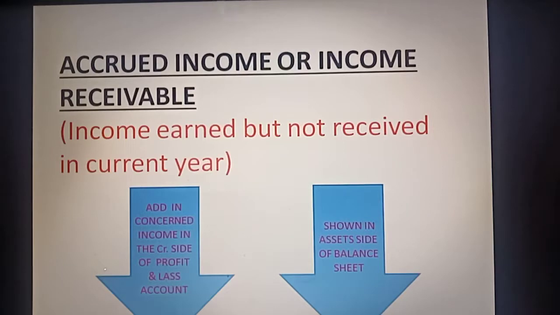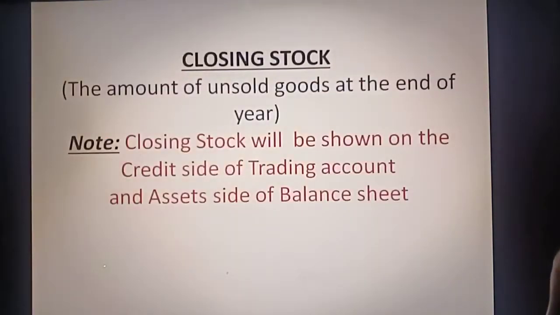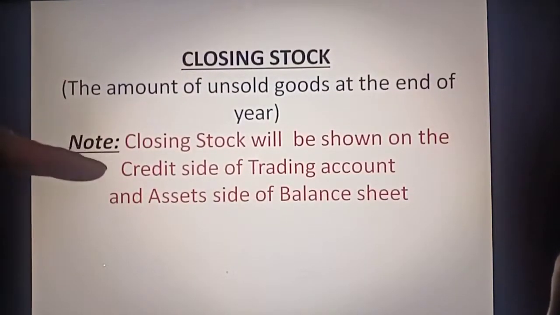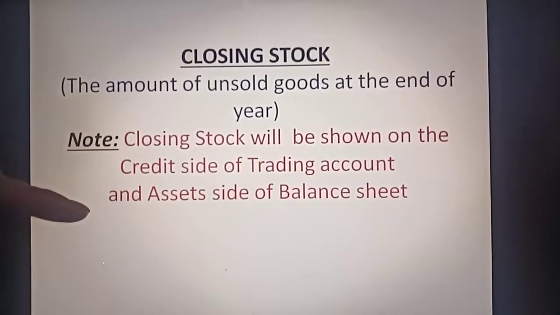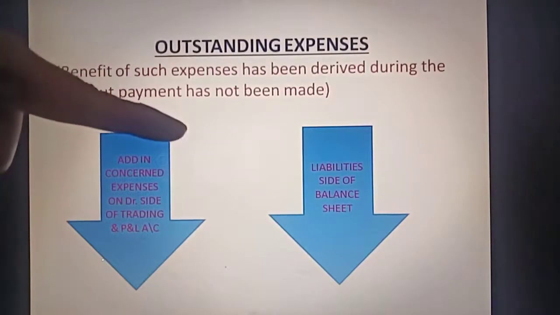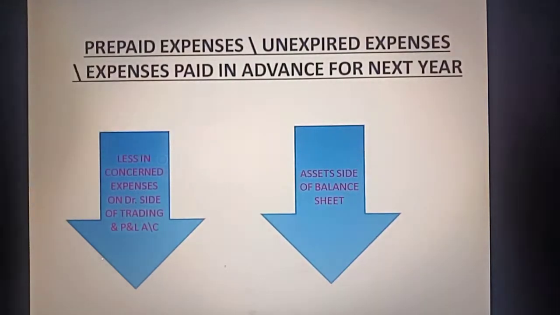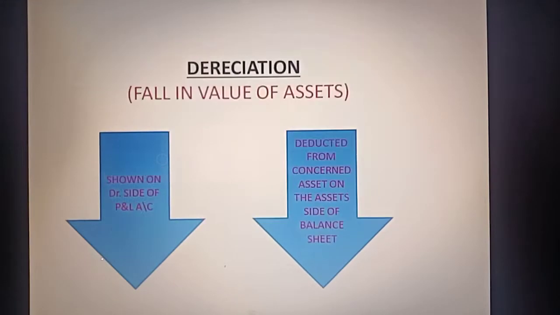I hope these 5 adjustments will be clear to you. Which one? See, first is your closing stock. First it will be shown in the credit side of trading account and then the asset side of balance sheet. Then your outstanding expenses: add in the concerned expenses on the debit side of trading account and liability side of balance sheet. The third is prepaid expenses: less in the concerned expenses on the debit side of trading account and shown in the asset side of balance sheet.